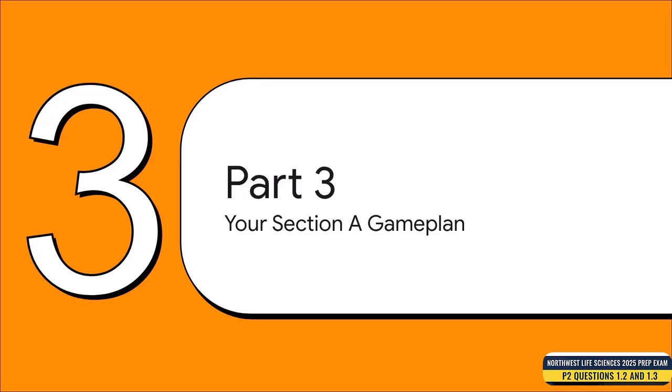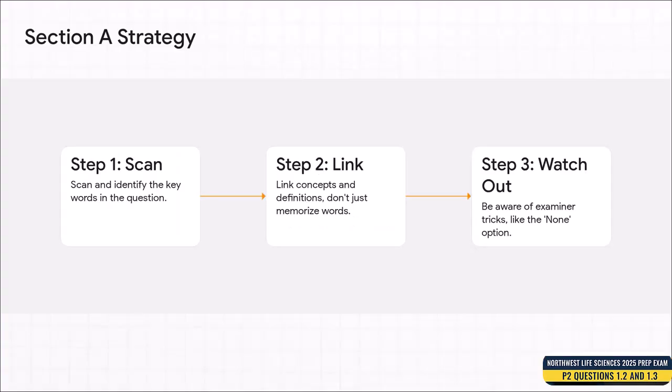So we've tackled the term questions, we've broken down the comparison questions. Now let's pull all of this together into a simple but really powerful game plan you can use to absolutely dominate Section A. Here it is, your 3-step plan. Super simple. 1. Scan the question and hunt for those keywords. 2. Connect the dots. Link the terms to the bigger concepts. Don't just memorize definitions in a vacuum. And 3. Be on the lookout for those sneaky examiner tricks, especially that none option. If you follow this, you'll stay focused, sharp, and accurate.